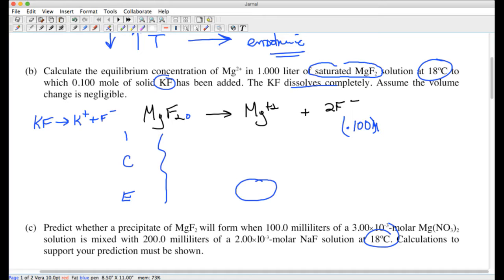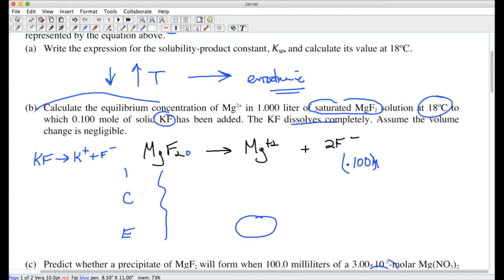Now it's going to be on top of what we have initially, because they gave us in the first part of the question a solution of MgSO4. So calculate the equilibrium in a liter of saturated MgF2. That's essentially what we just did for A. If you're looking at your work, we found that the Mg plus 2 was 1.21 times 10 to the negative 3, and that the F negative was 2.42 times 10 to the negative 3.